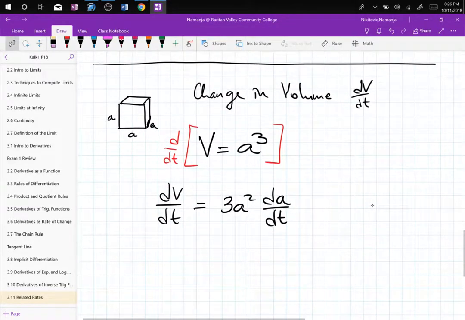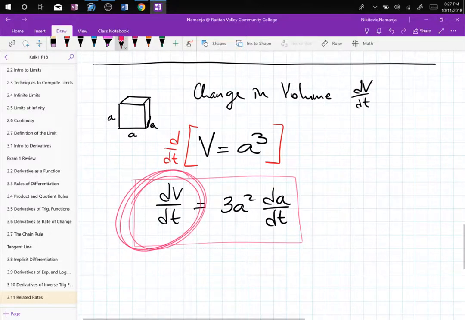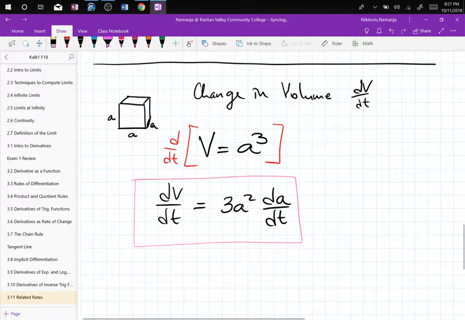As soon as you get a mathematical model, it becomes clear what are the values that you need. So you need to know how fast the side is changing, which is something you can measure. And then you can also measure the current side. So these two numbers you can obtain. And once you have those numbers, you can compute the change in volume.